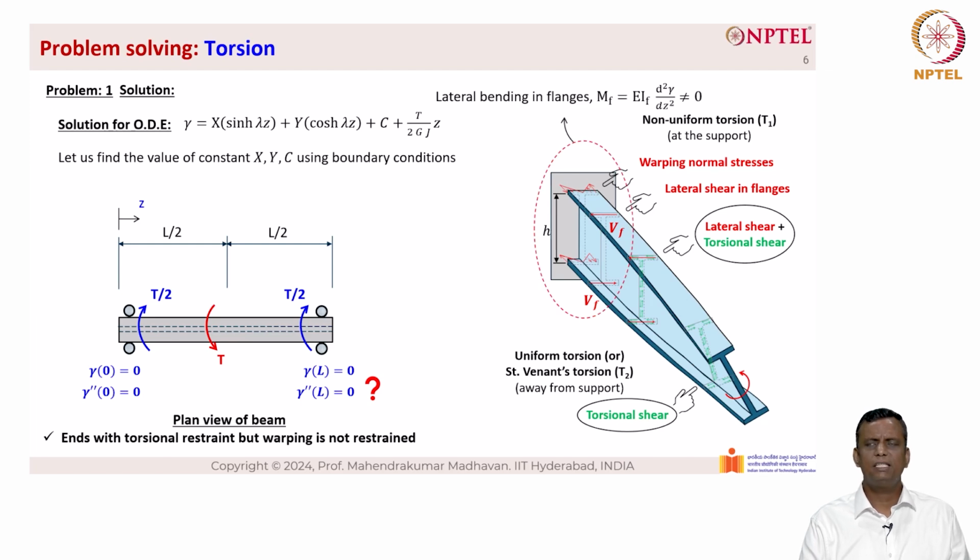So the lateral bending moment in the flanges here is given as M sub f equal to EIf into d square gamma by dz square, which is not equal to 0 because the warping is arrested at the fixed end.